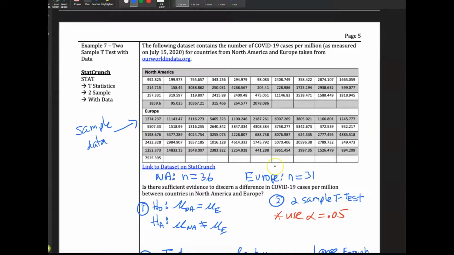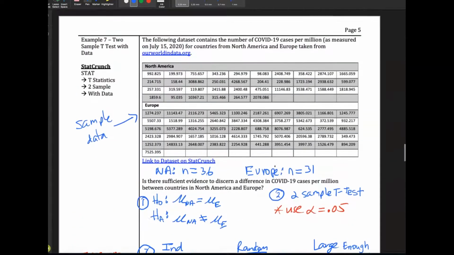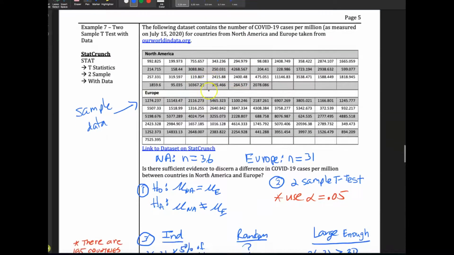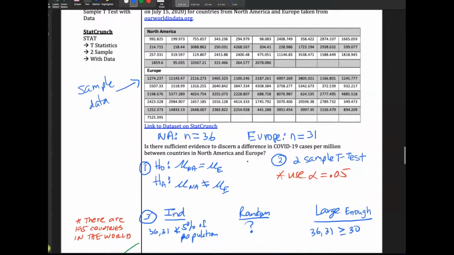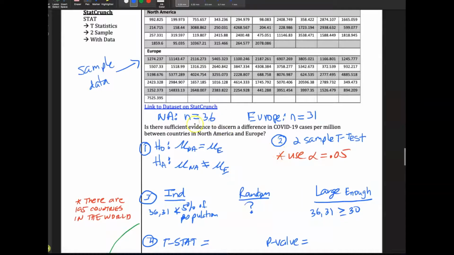This is another t-test. This time you have data in this case. And so we're checking to see, is there a difference between North America and Europe in terms of the number of COVID cases, as of July 15th, and we got the data from this website here. Now, we have the sample data in this case, so we're going to run the tests. Still, just make sure you know that it's sample data, right? We set it up here.